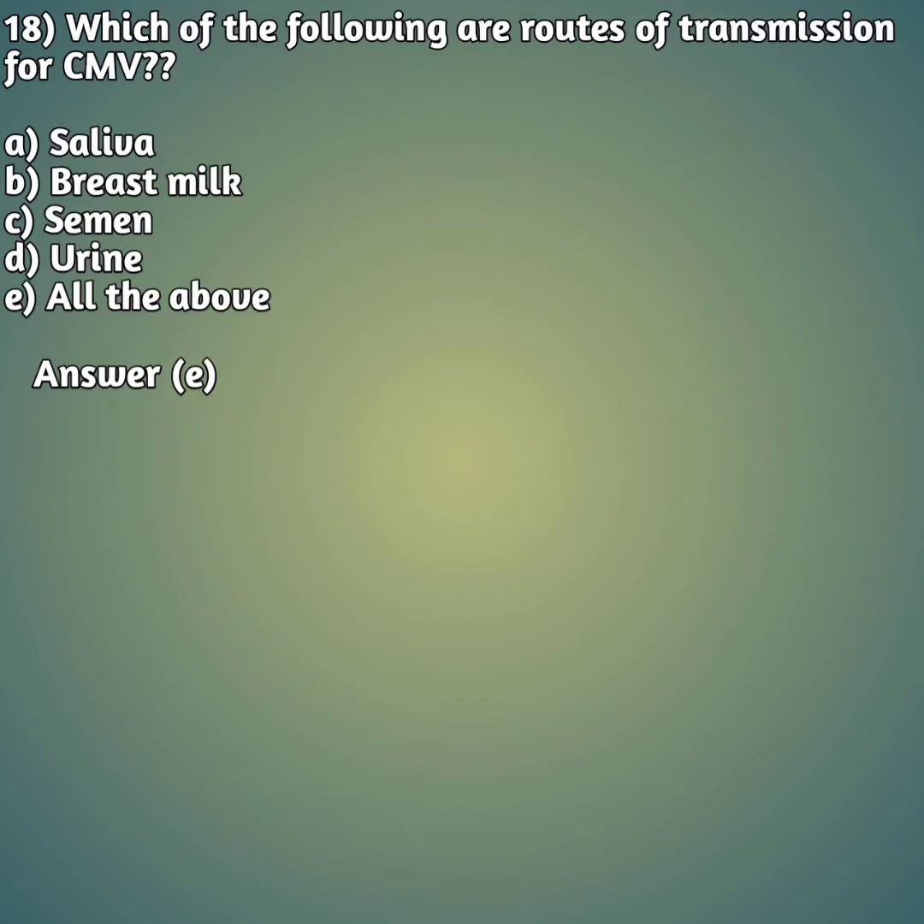Moving on to our 18th question, which of the following are routes of transmission of CMV, that is cytomegalovirus? Option A saliva, option B breast milk, option C semen, option D urine and option E all the above. So the answer is E, all the above are routes of transmission for CMV, that is cytomegalovirus.